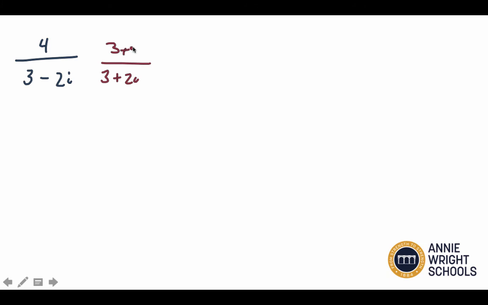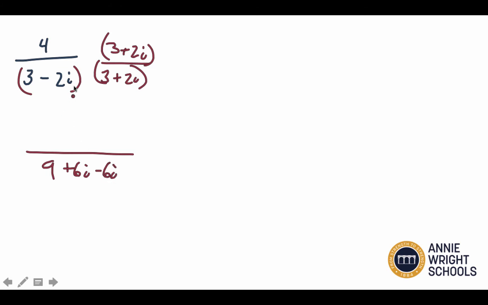Now remember, there's some implied parentheses that I'm not writing here and here. So it's not 2i times 3, it's 3 minus 2i times 3 plus 2i. And remember how you multiply that out. 3 times 3, that's 9. 3 times 2i, that's positive 6i. Negative 2i times 3, that's negative 6i. And then negative 2i times 2i is minus 4i squared.